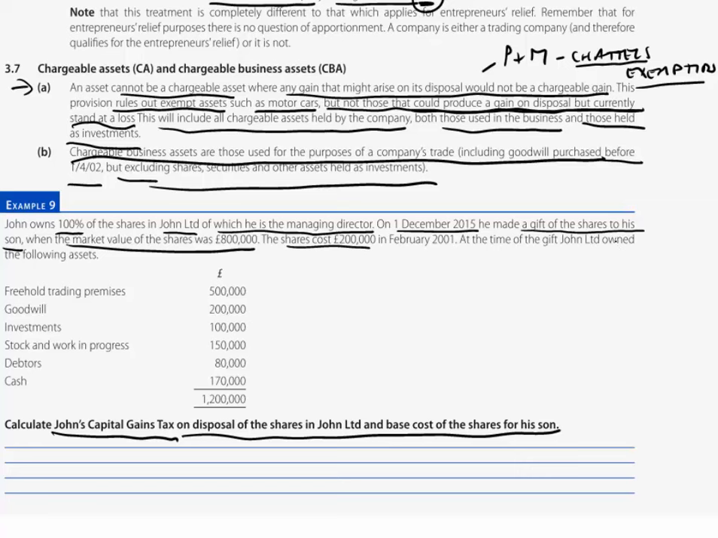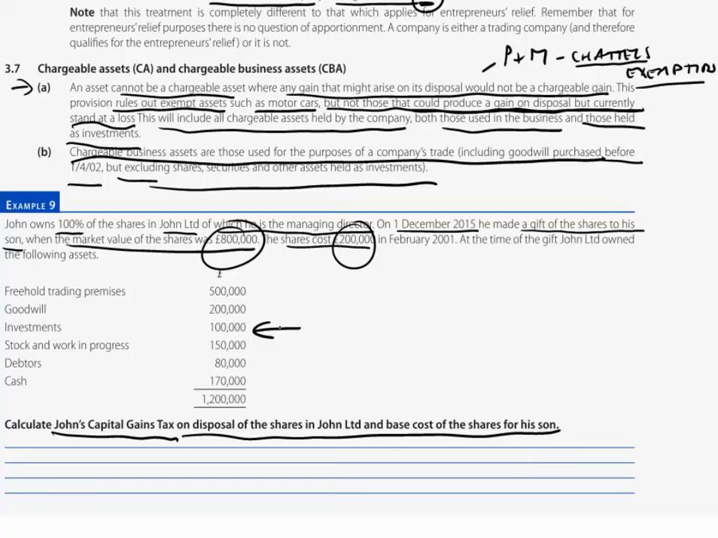Now, to begin with, gift relief is available because we're talking about shares in an unquoted trading company. So yes, gift relief is available. But then we detect that there's a problem here, that gift relief will not be available on the full amount of the gain. The reason is that on the balance sheet here, well, it's an extract from the balance sheet, we're only dealing with the list of assets, we haven't got the liabilities here.